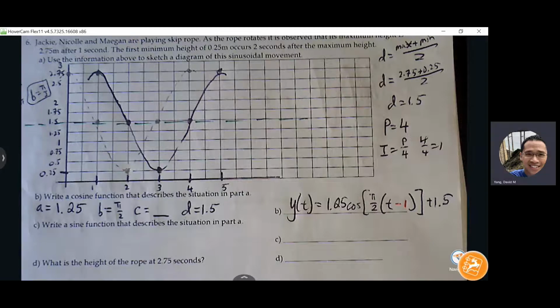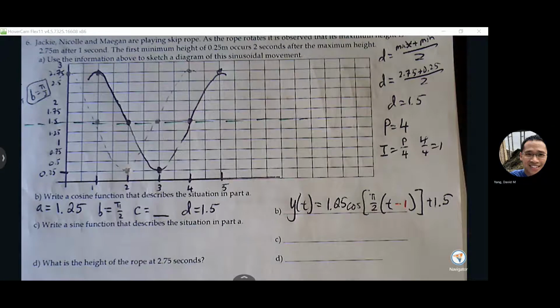Any questions with that step there? Remember, you're moving the dotted graph to the solid graph. You're not moving the solid graph. Solid graph is your end goal. It's not your starting point. Any questions?